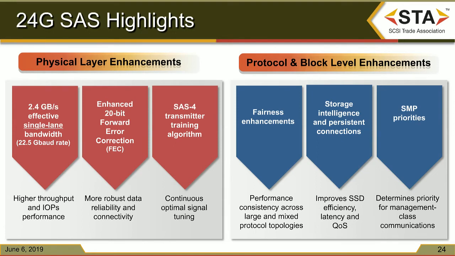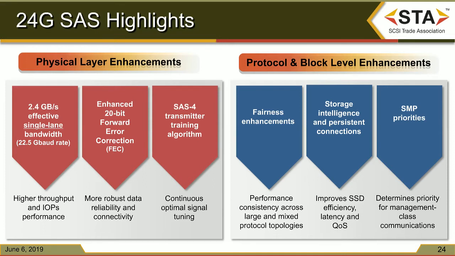So one of the areas that we've improved is doubling the bandwidth. The single lane bandwidth has been effectively doubled to a 2.4 gigabyte per second bandwidth capability. And this was achieved through the implementation of enhanced 20-bit forward error correction with a different gigabaud rate. So working together, they provide higher throughput and IOPS performance, as well as a more robust data and reliable connection between the ports within the ecosystem.